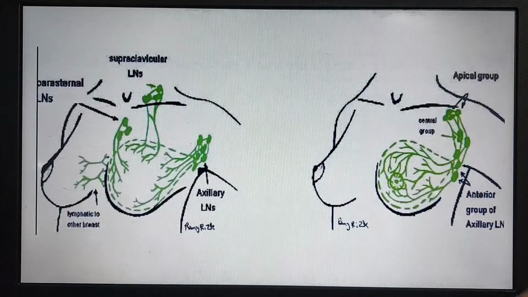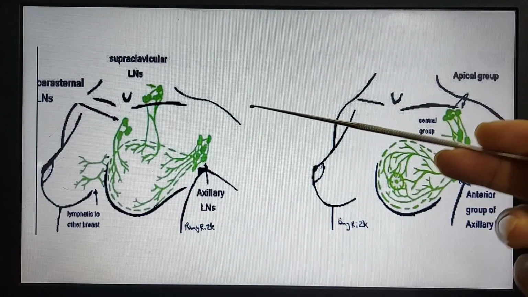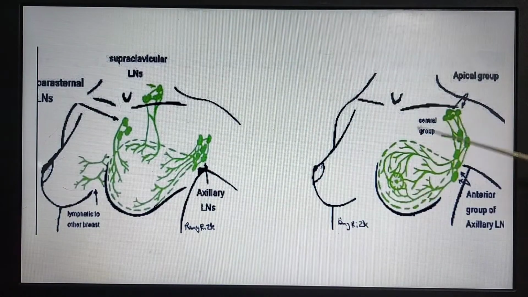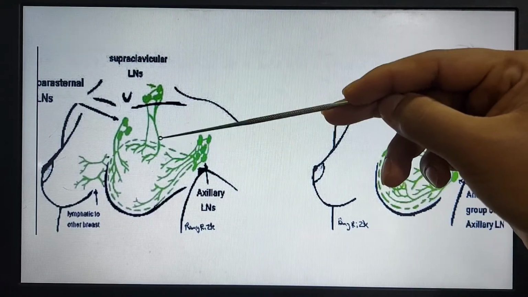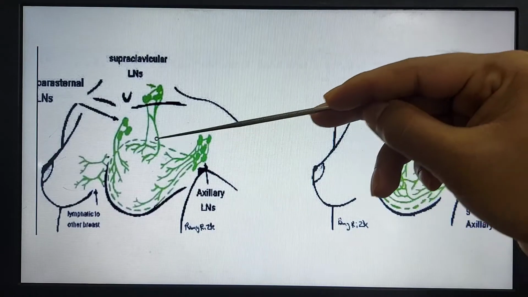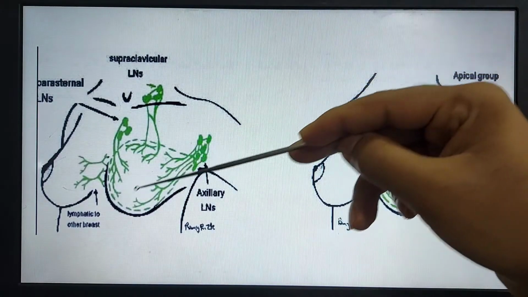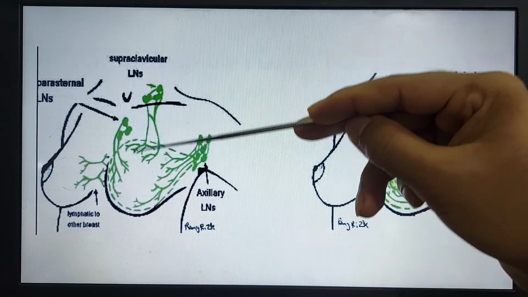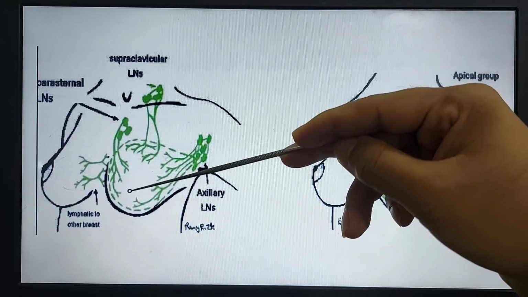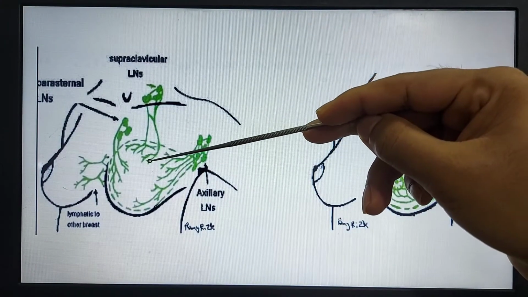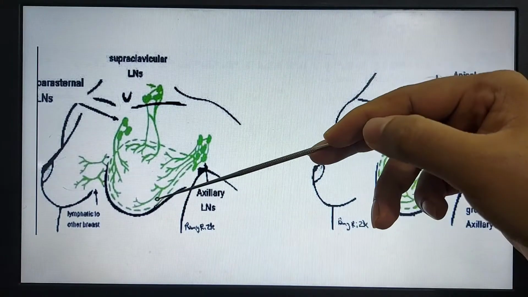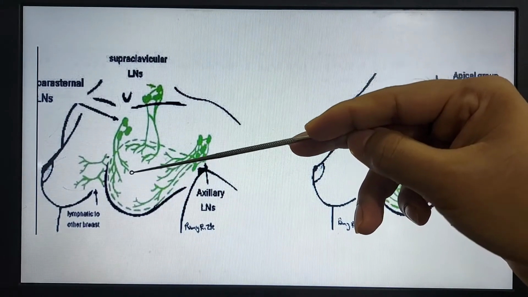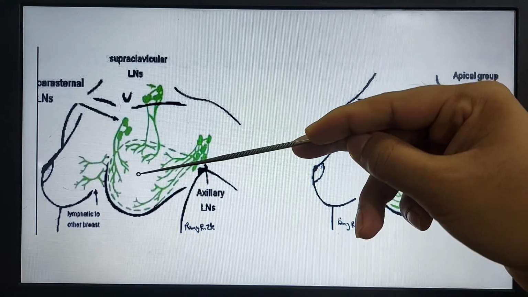And the lymphatic drainage of the breast can be divided into the superficial and the deep part. The superficial part drains the lymph from the skin and the superficial part, but the nipple is absent here. This superficial drainage system drains the lymph from the breast and its surrounding structure, but it does not drain the lymph from the nipple and areola.